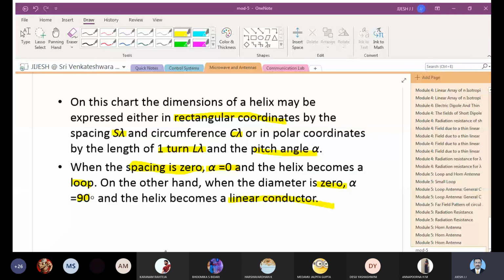So you can note down those things, and we will continue in the upcoming class. This is what you have just understood: how the shape of the antenna is, and what the importance of each parameter is. If the spacing is 0, you know that alpha is equal to 0, then the helix becomes a loop, and if alpha is 90 degrees, then the helix becomes a linear conductor.